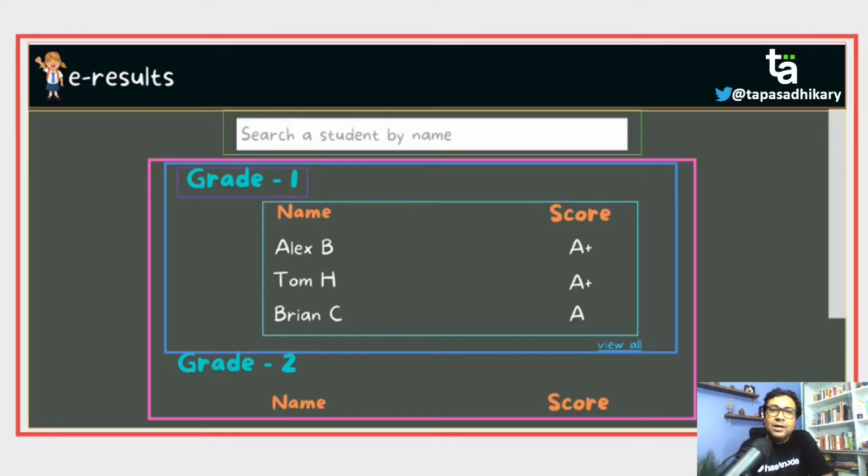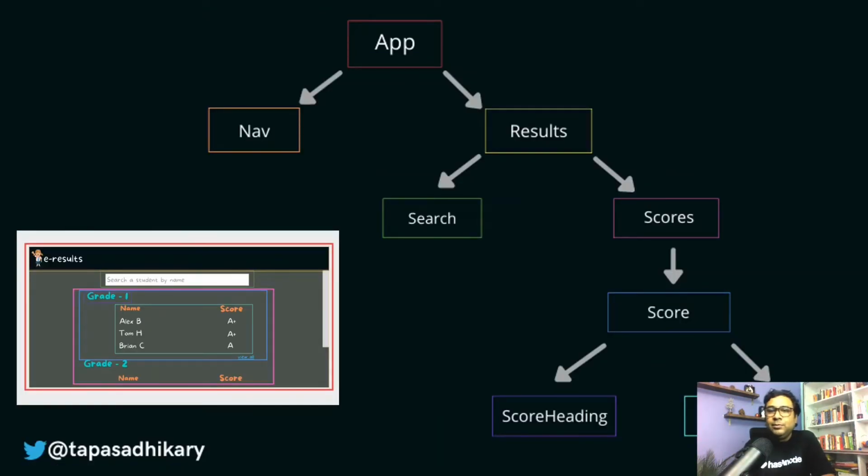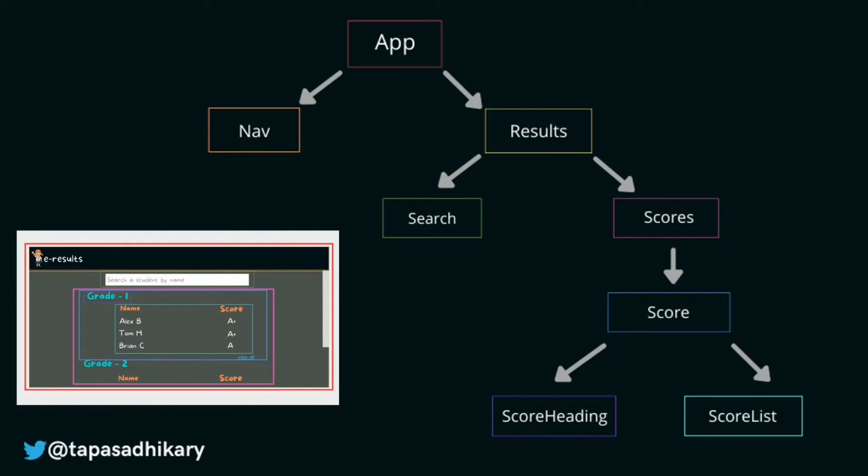So for this particular e-result story, what are the components that I can actually get? Let's see. I will be able to get these various components, like the main component, which I can call app. Inside app I have a nav bar, and then I have something called a result. So this portion is the result. Inside result I have a search. Then I have something called scores. If you relate to the colors, the pink color is the scores. Inside the scores I have multiple score, and inside one score I have a score heading, and then I have this score list. So see how many different components you can build, and how many you can build in isolation, right?